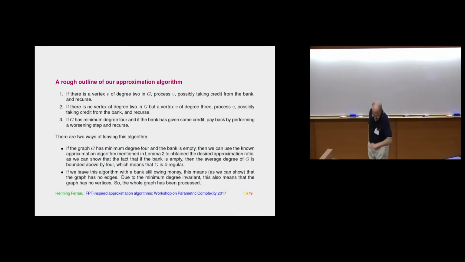And this means the bank is empty, which means we have an average degree of at most 4 and a minimum degree of 4. So this graph is 4-regular, right? So, putting things together, I can go shopping in my favorite algorithms shop and see, okay, there are very nice algorithms for d-regular graphs, which are doing the job then.